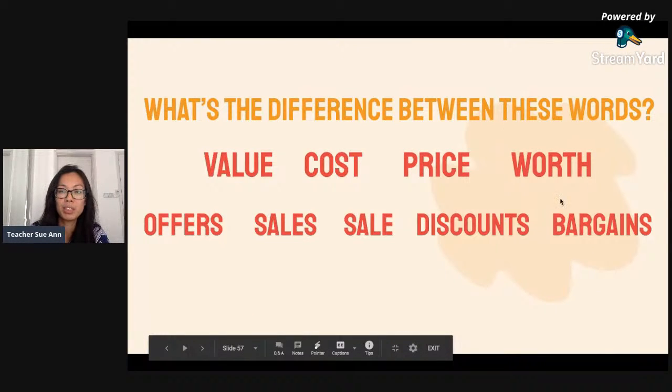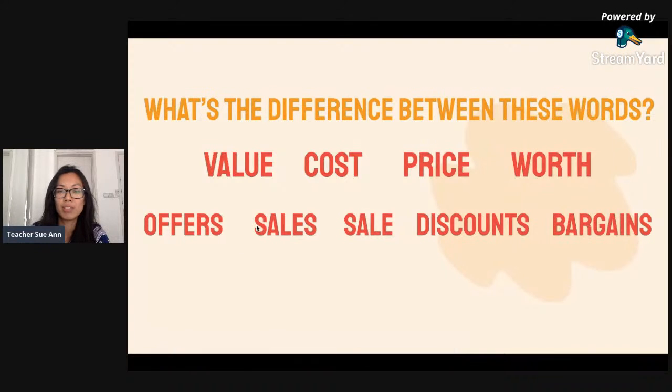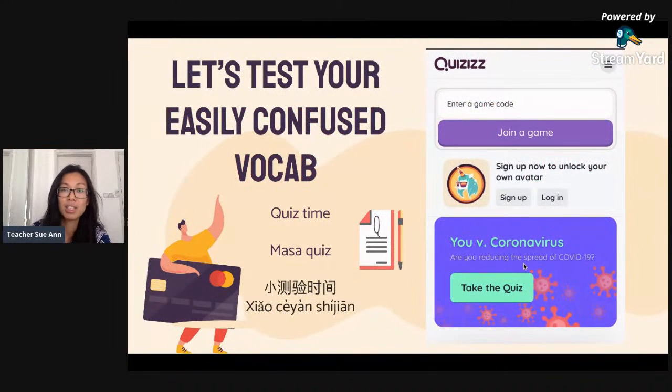So you can tell the difference between these 4 words and these 5 words. If you don't know, you can repeat the video and watch again. All right, so now we're going to check by doing the quiz. Go to your assignment in your Google Classroom and do quiz 3, easily confused vocab. All right, and try. If you don't know anything, you can always PM me and ask, or you can Google it. Google is your teacher right now.